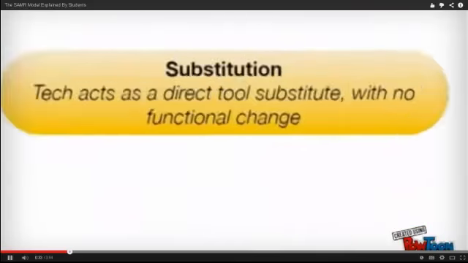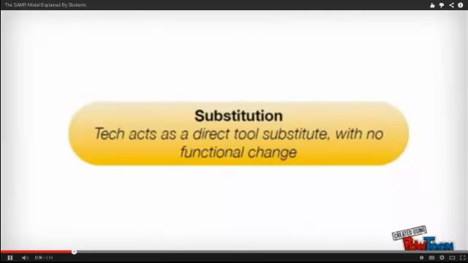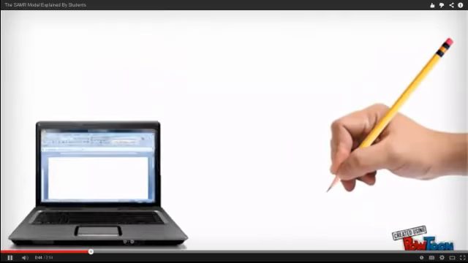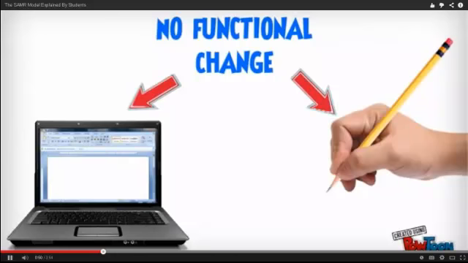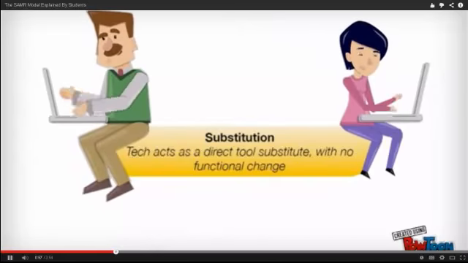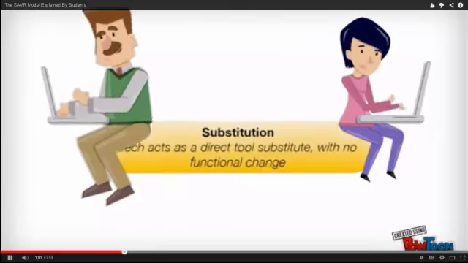Let's take a look at the first level, substitution. This is where the technology used acts as a direct substitute. Let's take the task of persuasive essay writing. I could write an essay by hand, or I could type an essay using the basic features of a word processing program. The task is the same, and there's no functional change. The technology is being used as a substitute. Lots of teachers start out at this level, but don't worry. Because substitution is not a bad thing. Even the best teachers visit this level from time to time.